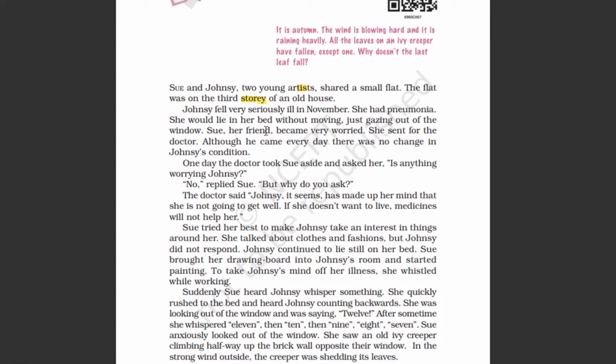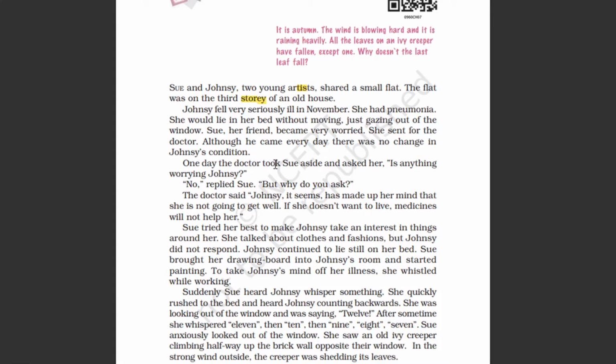Sue, her friend, became very worried. Her friend was very worried. She was very tensed regarding her. She sent for the doctor. Although he came every day, there was no change in Johnsy's condition. Sue called the doctor. He gave the medicine, but there was no change in the condition of Johnsy.